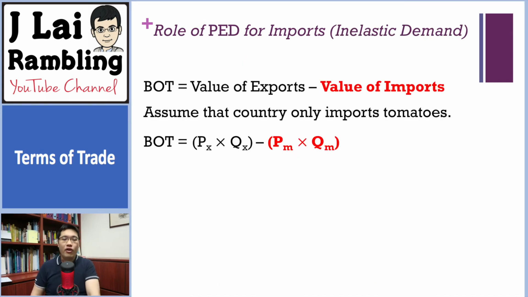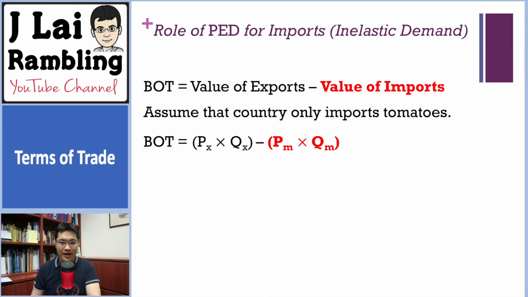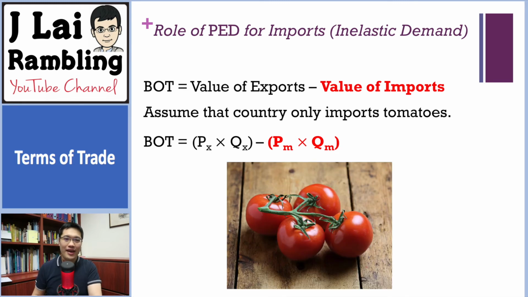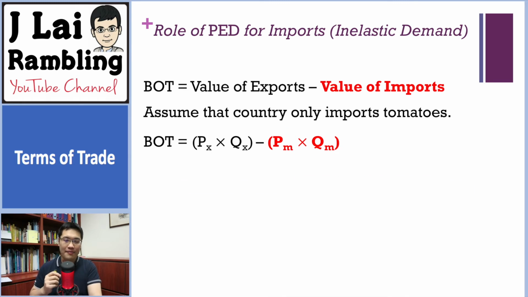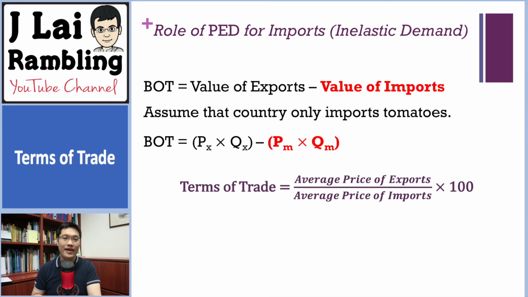So let's look at the role of PED for imports. Here we are assuming that the demand is inelastic. I've popped the equations up on top again, and the focus is on the value of imports, highlighted in red. Assume that here the country only imports tomatoes. So in this case, if the price of the import of tomato goes down significantly, then it is an improvement in the terms of trade.